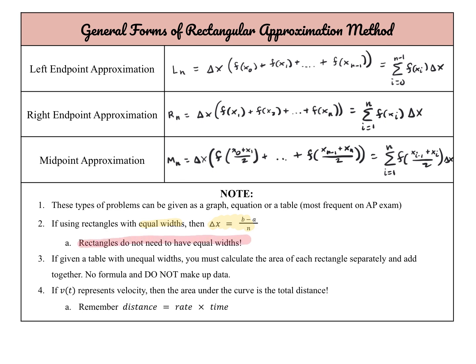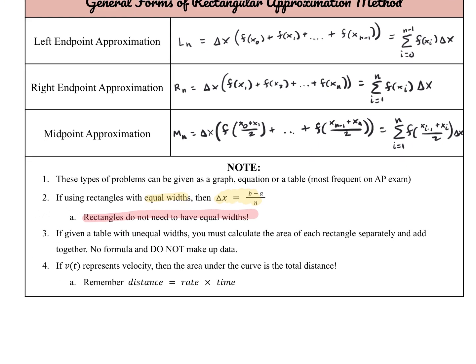I think it's a common strategy to use, but maybe sometimes it's easier to dictate the width of each rectangle based on the curve. I also want to point out if you have a given table with unequal widths, you do need to calculate the area of each rectangle separately and add them together, so you can't just do the uniform widths by the sum of the heights.